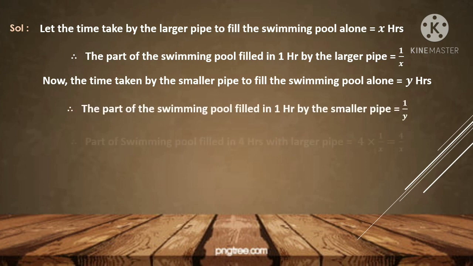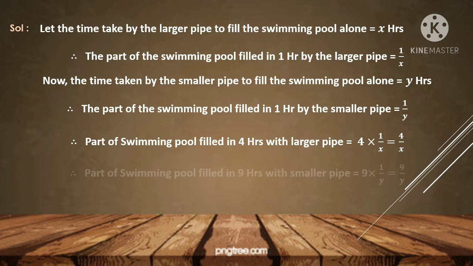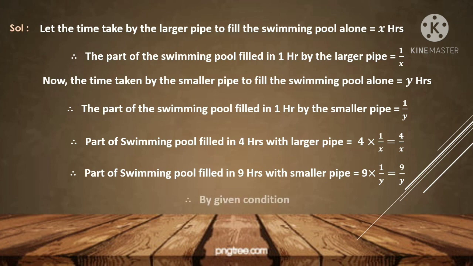Therefore, the part of the swimming pool filled in 4 hours with the larger pipe is 4 into 1 upon x, which equals 4 by x. Similarly, the part of the swimming pool filled in 9 hours with the smaller pipe is 9 into 1 upon y, which equals 9 by y. So by the given condition, both the pipes filled the swimming pool half. Therefore, the equation will be 4 upon x plus 9 upon y equals 1 upon 2. Call it equation 1.